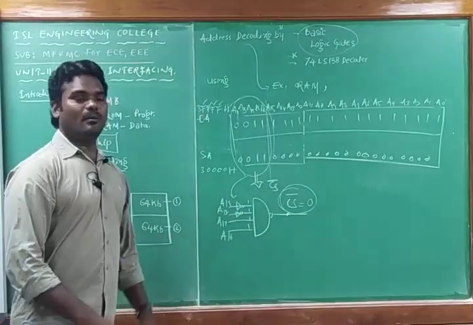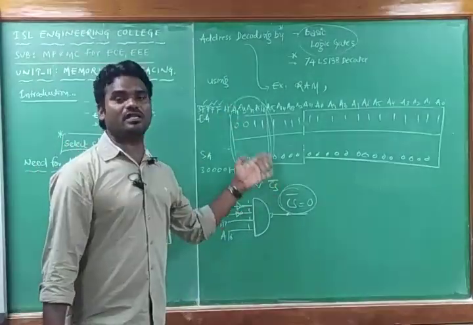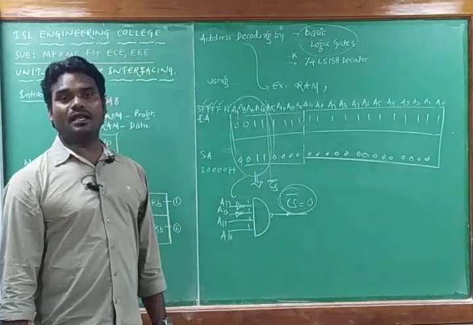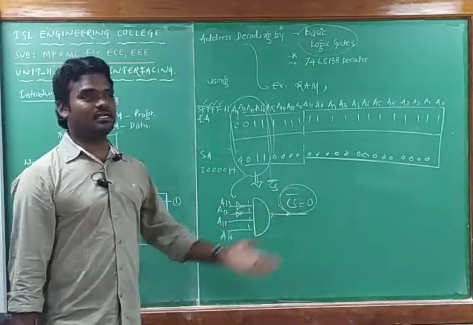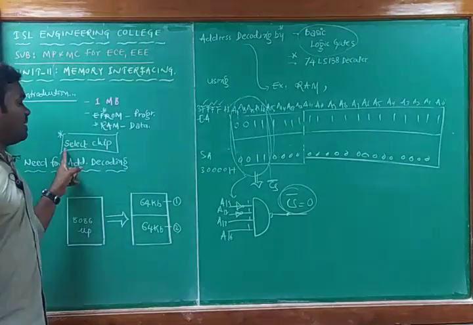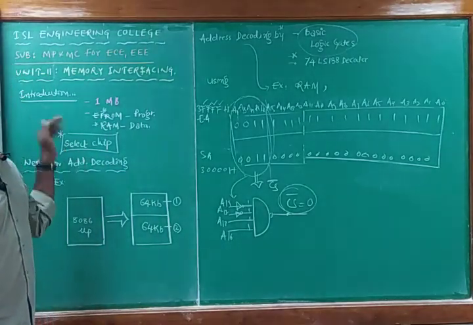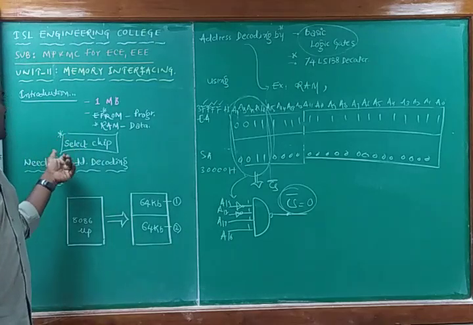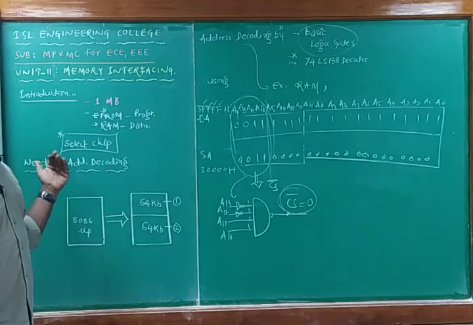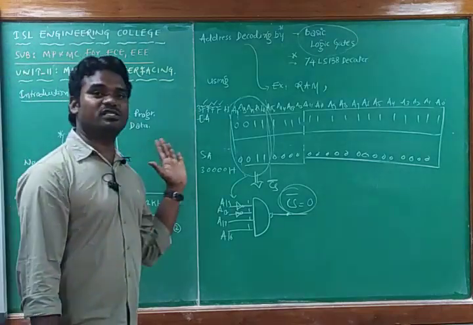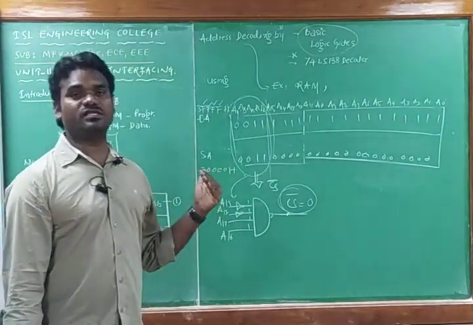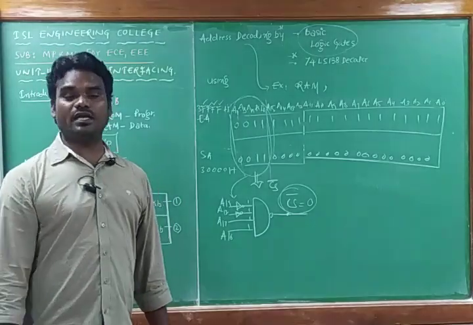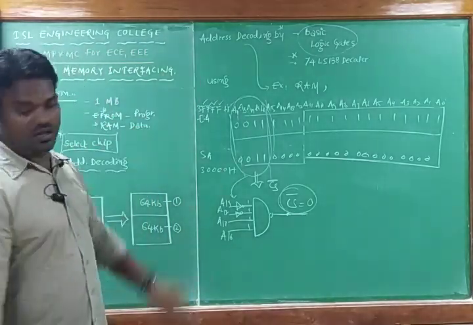By decoding these unused address lines using the NAND gate, it gives the chip select signal. Memory interfacing is required to select the chip, such that the address locations are specified in the memory and address decoding can be done by making use of logic gates.